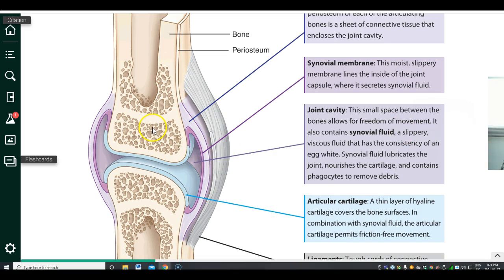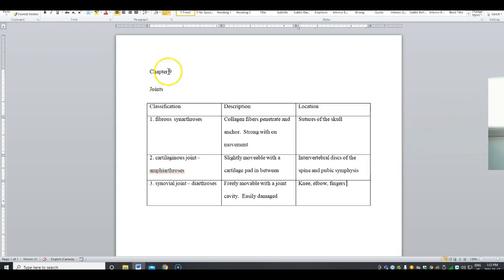Okay, stop the video, fill out your chart. Yes, fill it out on your own. Come on. Okay, so how'd you do?